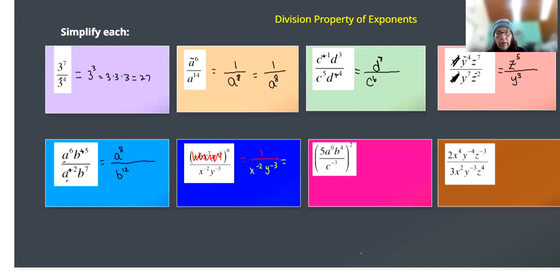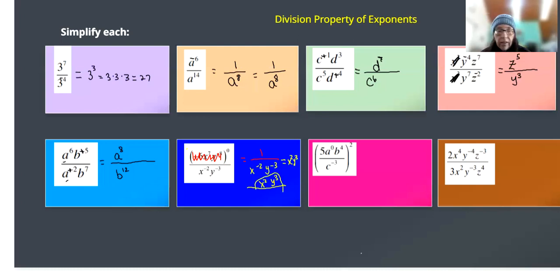Now, we know we're not done because we have negative exponents. I've got an x to the -2 on the bottom, put it on the top. I got a y to the -3 on the bottom, put it on the top. And your answer is x squared y cubed. You don't even need a fraction. All right, this is your answer.